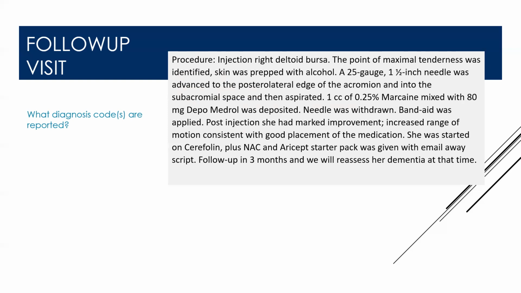Post-injection, she had marked improvement with increased range of motion consistent with good placement of the medication. She was started on Seraphilin plus NAC, and an Aricept starter pack was given with e-mail away script. Follow up in 3 months, and we will assess her dementia at that time. What diagnosis code or codes are reported?